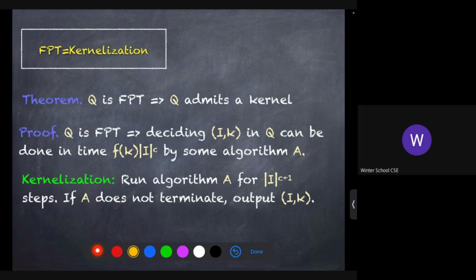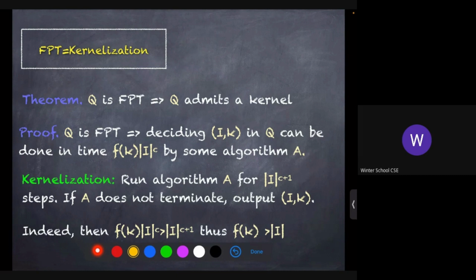Now I will give you a kernelization algorithm. This is my algorithm A, and I run my algorithm for |I| to the power c plus 1 steps. This is a polynomial number of steps, right? Because c is a constant. So I run this algorithm. Now, if my algorithm does not terminate, I output just the initial instance. I claim that this is a kernel.